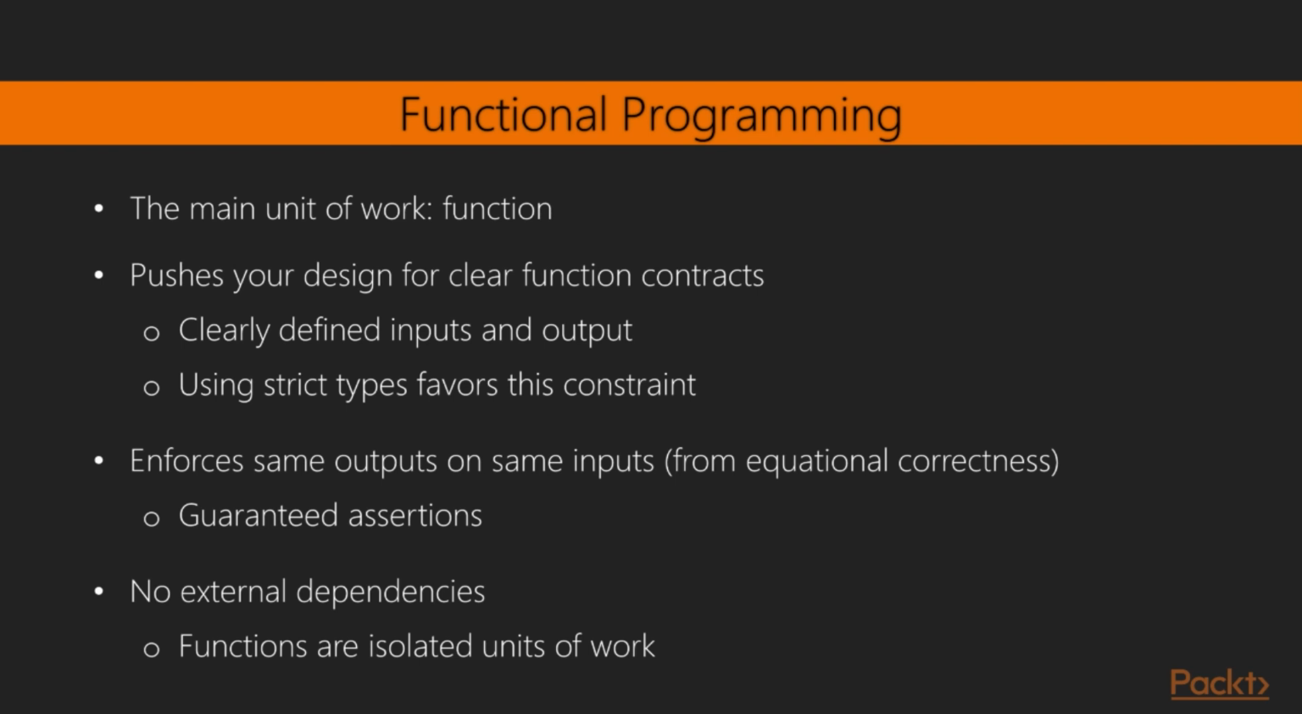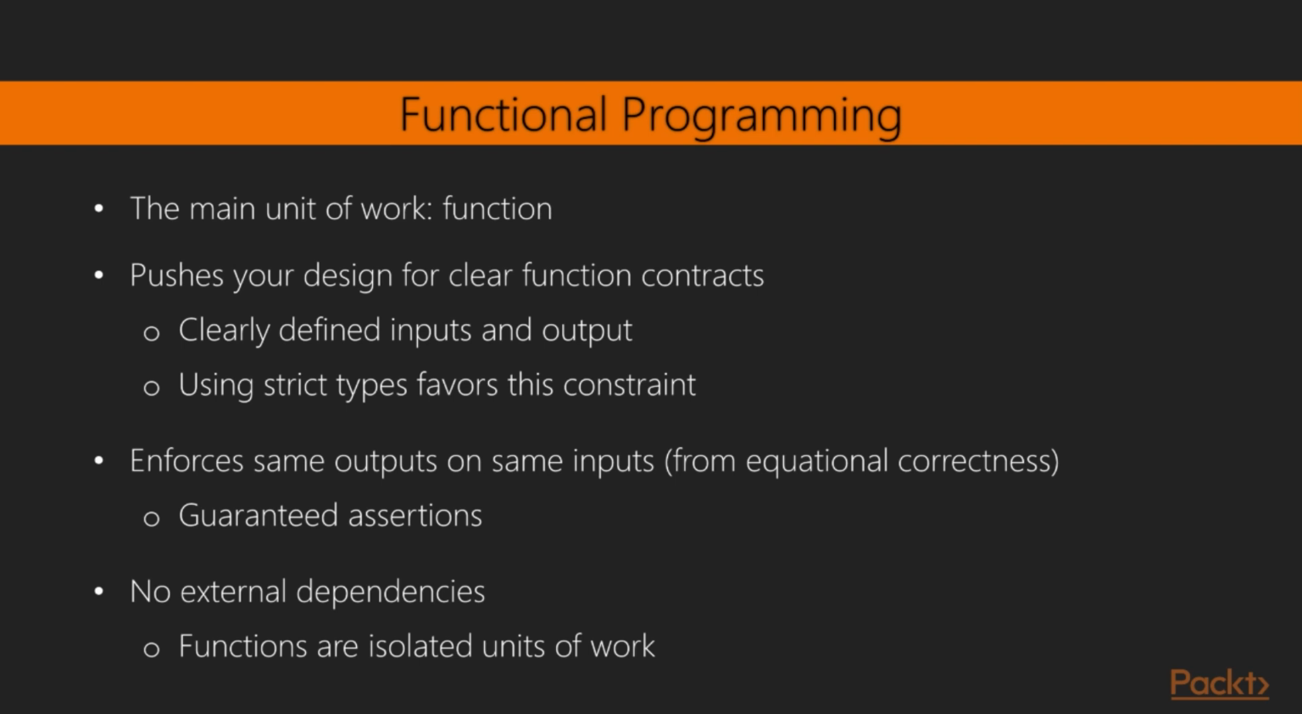Also, a corollary from equational reasoning is this idea that functional programs enforce same outputs on same inputs. So your functions get an automatic, guaranteed assertion. They're never going to change. Given the same inputs, you're always going to get the same output, and that's always consistent. And that's part of the way functional programming is based on math.